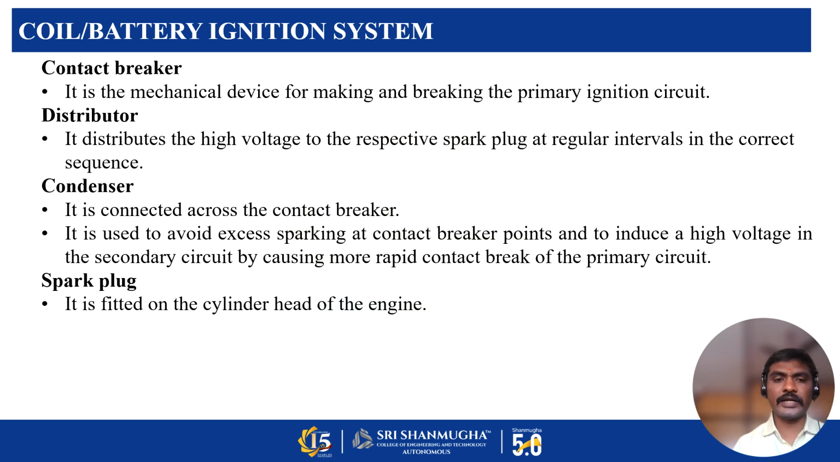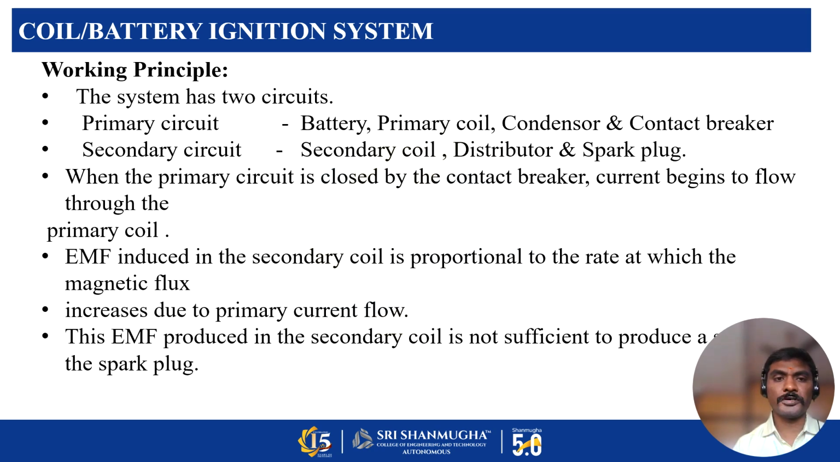Condenser: it is connected across the contact breaker. It is used to avoid excess sparking at the contact breaker point and to induce a high voltage in the secondary circuit by causing more rapid breaking of the primary circuit. Spark plug: it is fitted on the cylinder head of the engine. With the help of the spark plug, the spark ignites the mixture during the combustion stroke. Then working principle. The system has two circuits, primary circuit and secondary circuit.